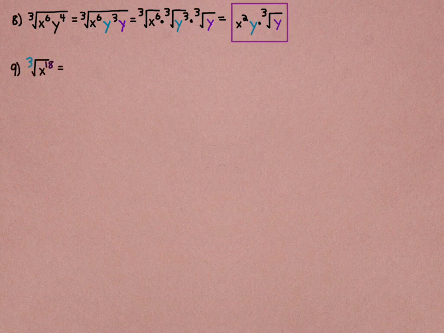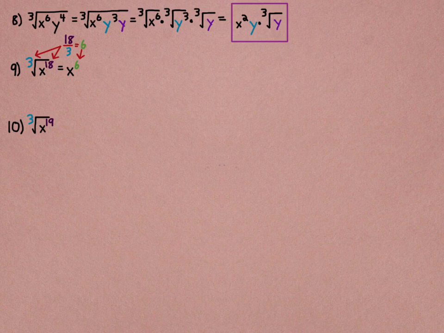Okay, example 9, the cube root of x to the 18th. Well, 18 is a multiple of 3, so that's actually x to the 6th cubed. And the shortcut way of thinking of this is just take the power on the x and divide it by the index, right? And since 3 goes into 18, I get 6. I get a nice integer out. So I end up with just x to the 6th.